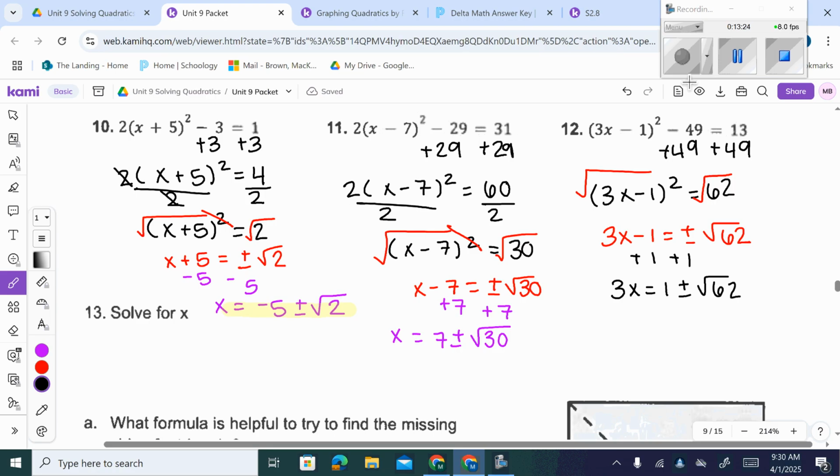When you move the 1, what do you write? Put a 1 on it. Because I still have to get this x by itself. So I'm moving the 1 away. I do have to get that x by itself. You've got to divide by 3. I'm going to divide it by 3. And you're just going to leave it like this.